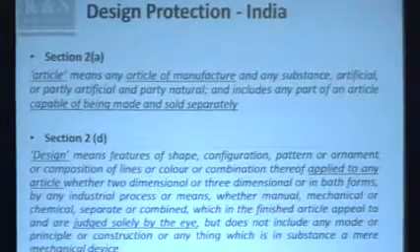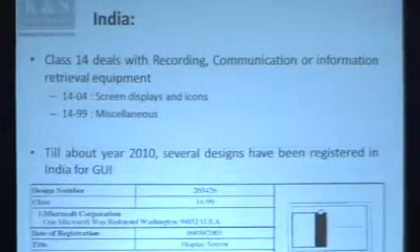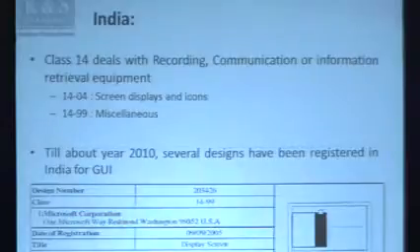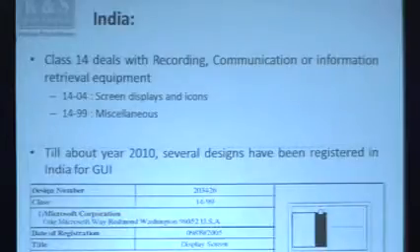With these two definitions in mind, let's look at the position of law in India, or rather the practice on the ground. As you might be aware, India started following the Locarno classification since 2008, and class 14 becomes the most relevant class for registration of some of these things. Subclass 4 talks about screen displays and icons, and then you have 99, which talks about miscellaneous things which don't get covered in other subclasses of class 14.